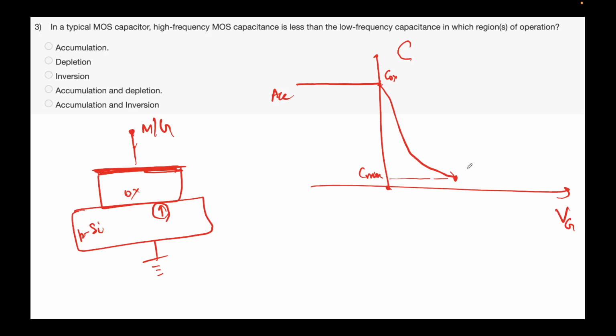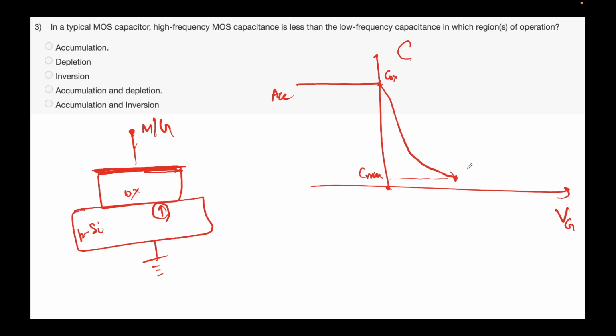First bring the system to flat band regime. How? By applying Vg equal to phi ms.